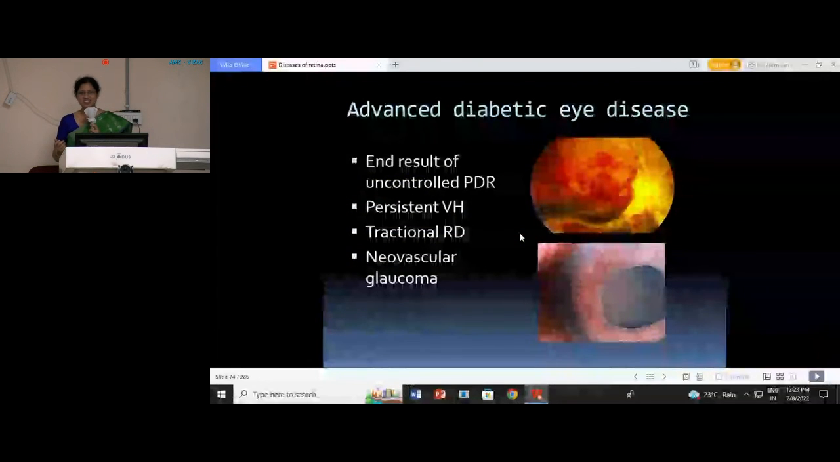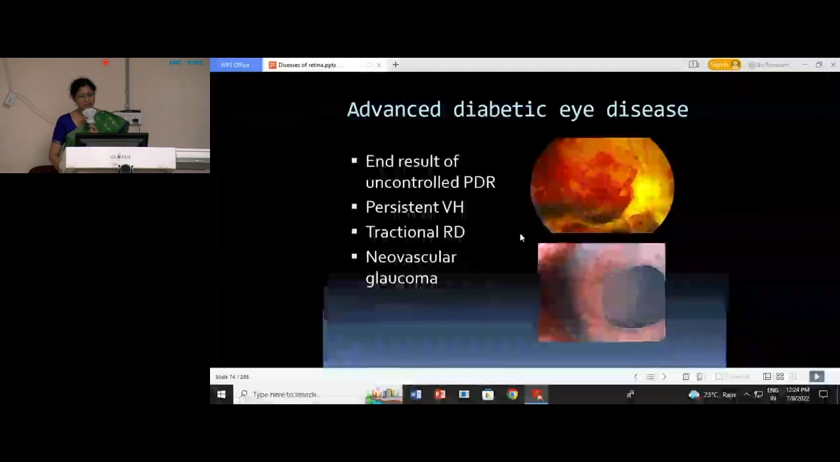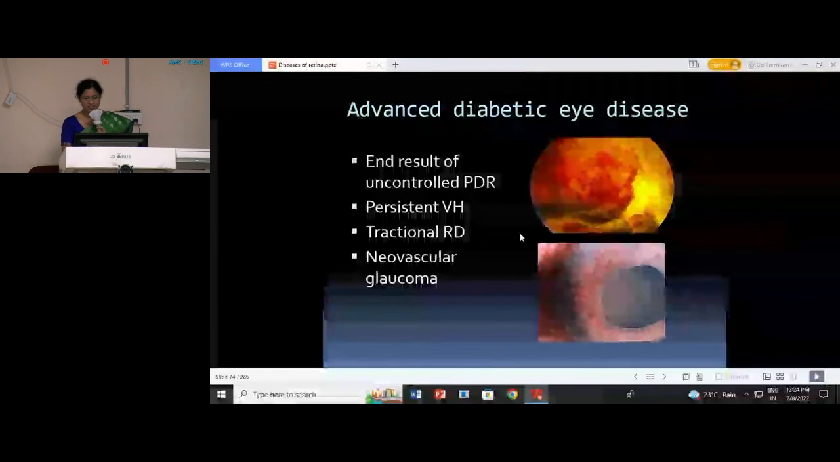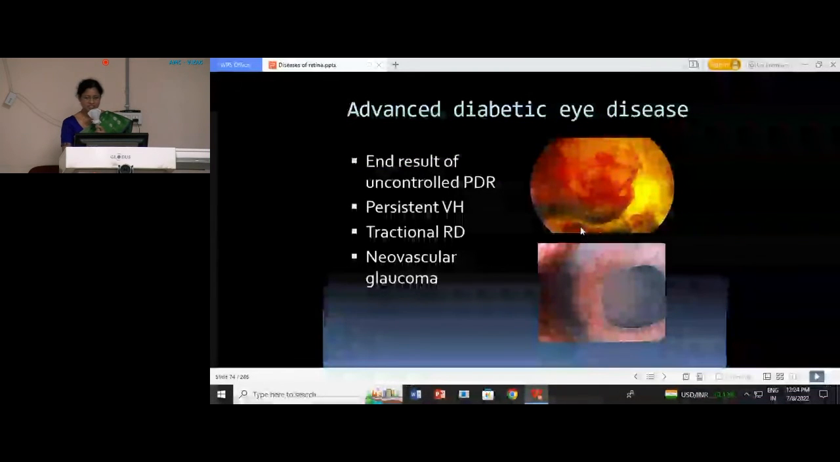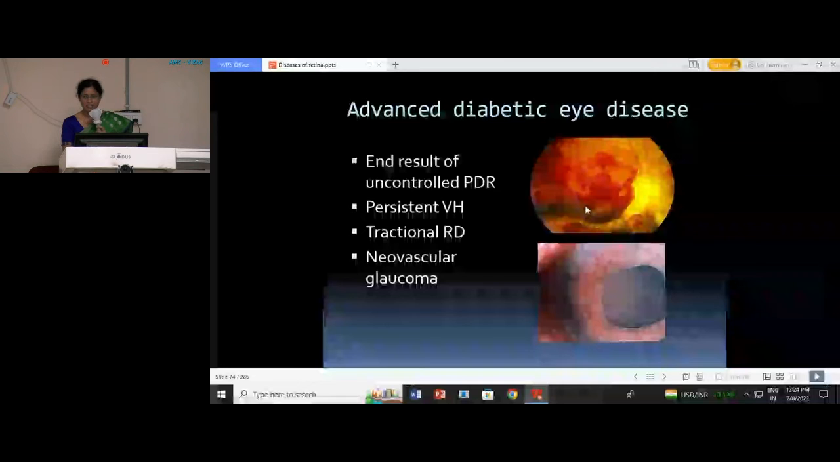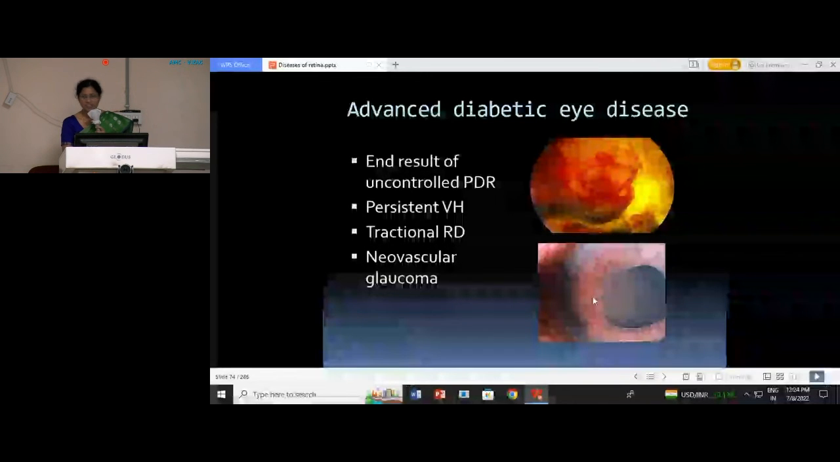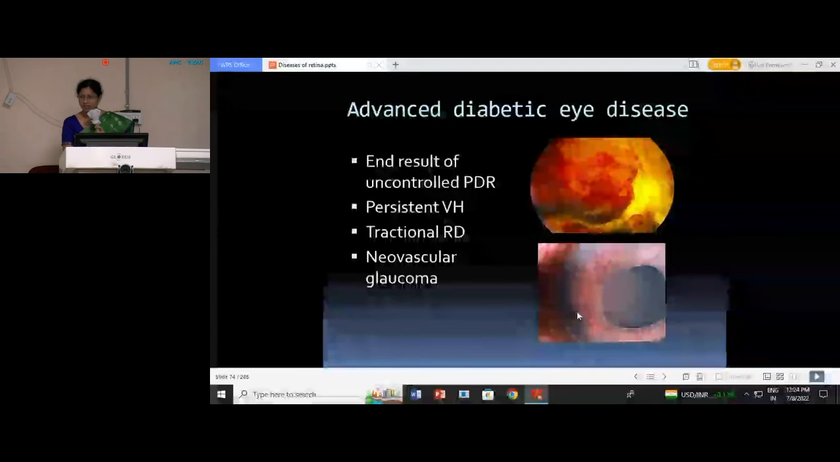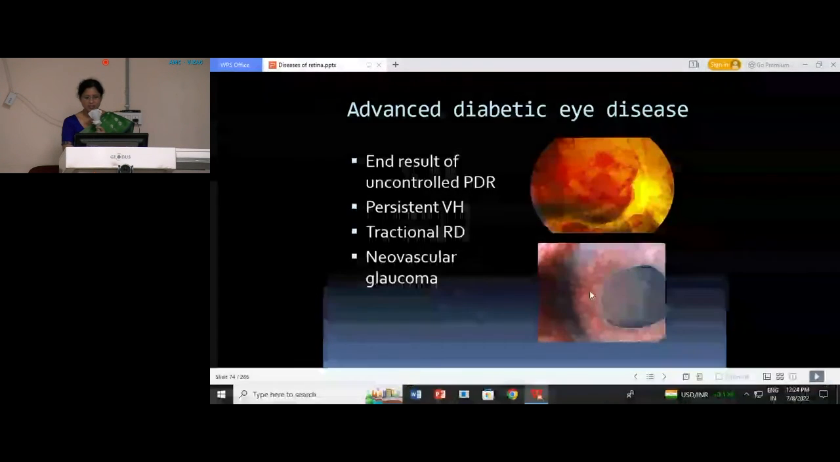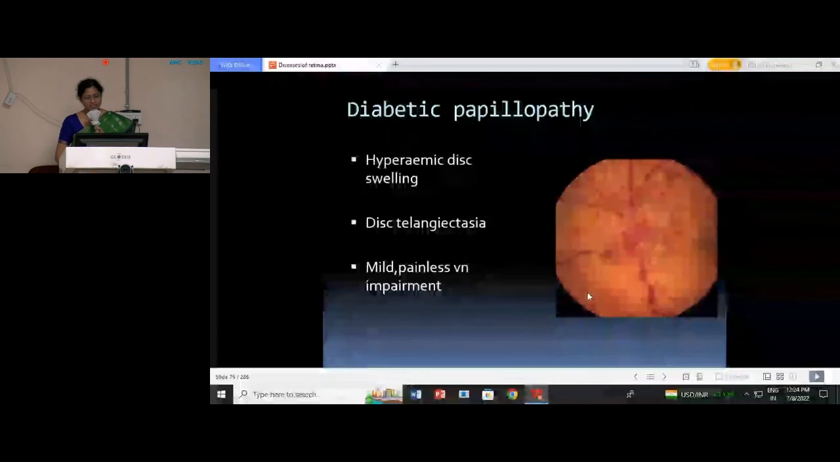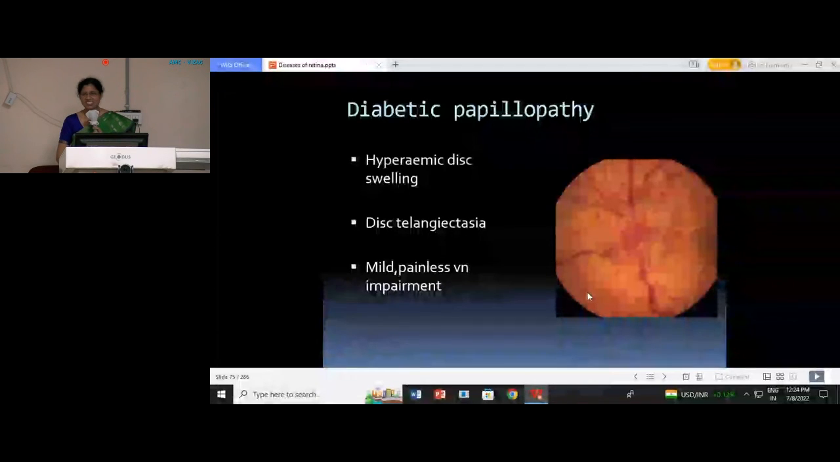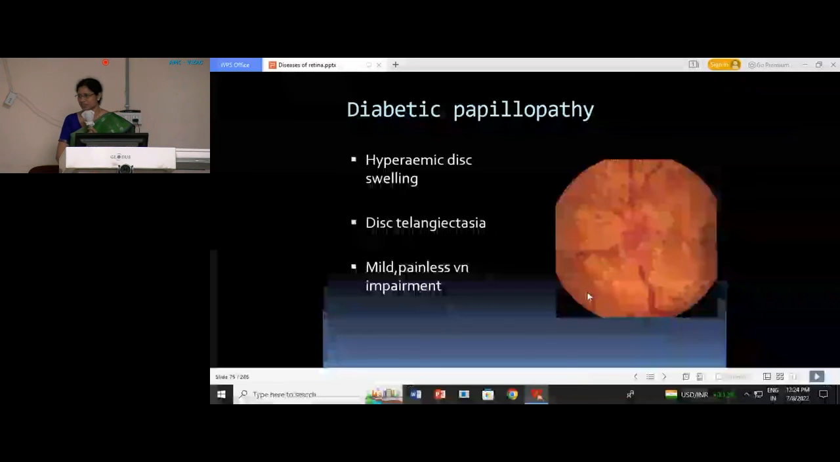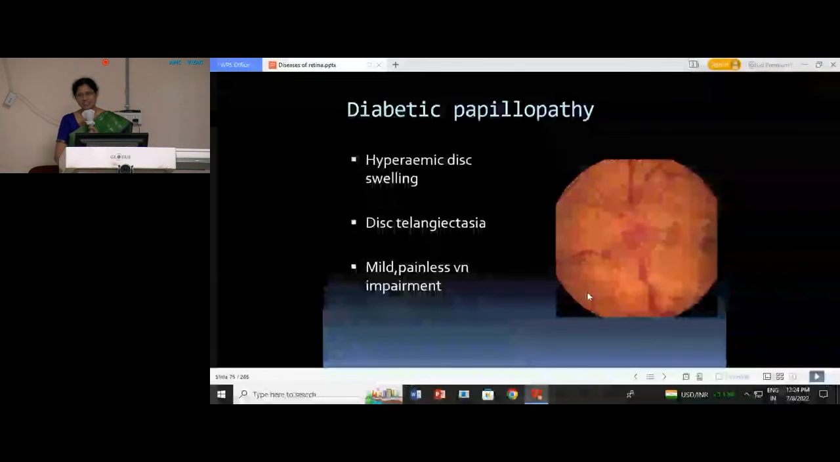So advanced diabetic eye disease is the end result of uncontrolled PDR. So there is a persistent vitreous hemorrhage. Are you able to see in this? There is a persistent vitreous hemorrhage and then extensive fibrovascular proliferation with tractional retinal detachment, and also the complication is neovascular glaucoma. So these are the features of advanced diabetic eye disease. So this is diabetic papillopathy where the disc is involved. So this is about the classification of diabetic retinopathy and different lesions that we get in diabetic retina.